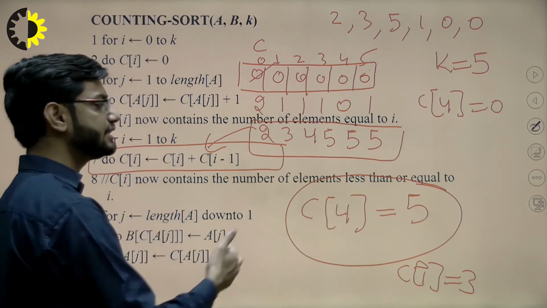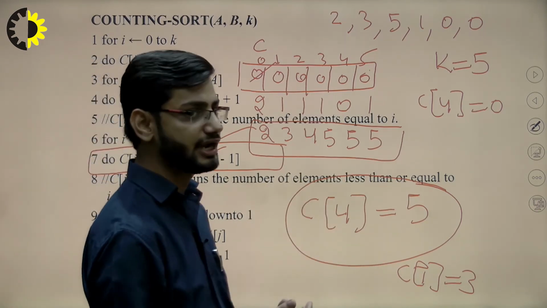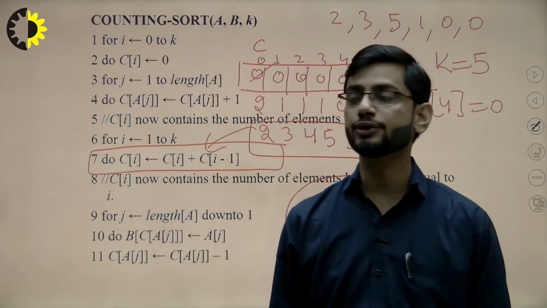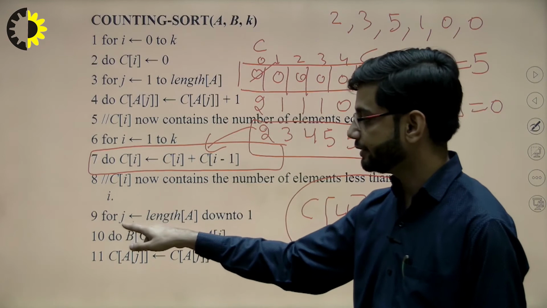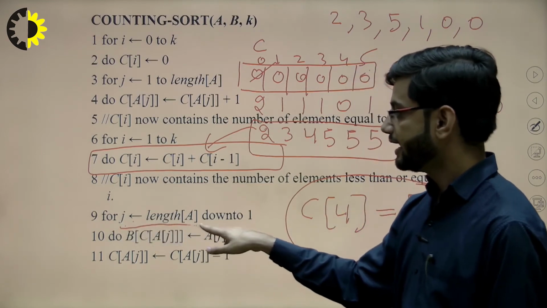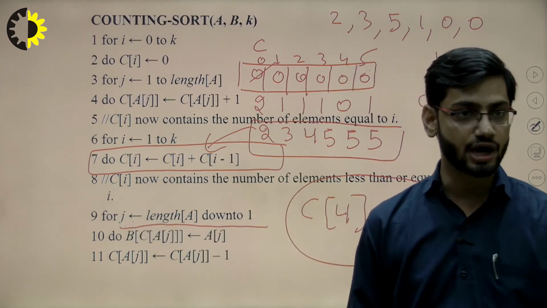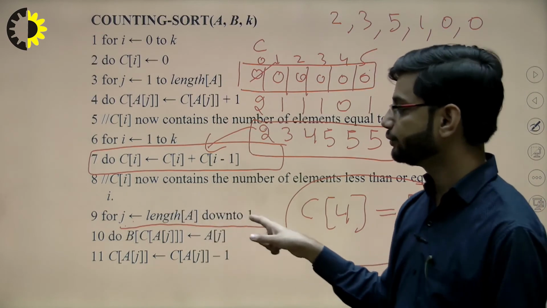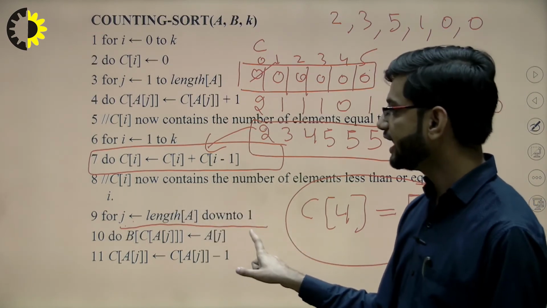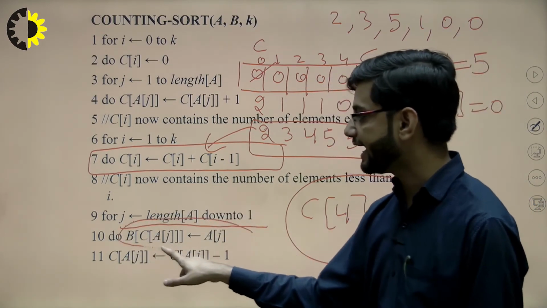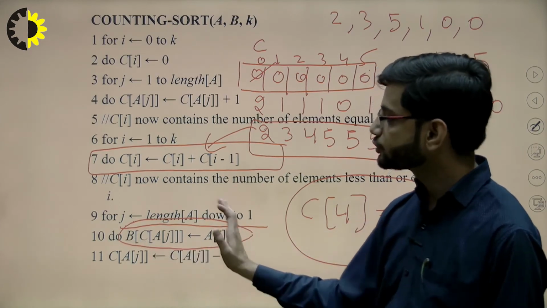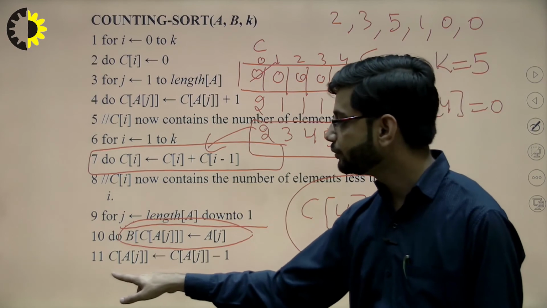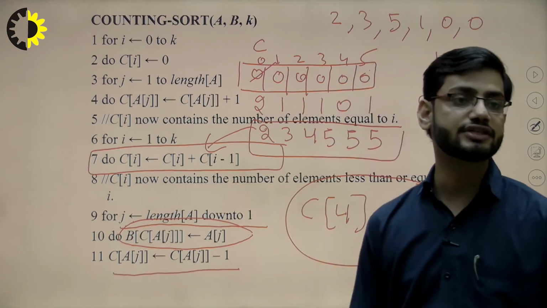So after storing this cumulative frequency, I will take this array input and this variable j, and I will make a downward loop from length of A down to 1. I will store the corresponding element into the output array B, and after storing the element, I will decrement the frequency of that element.